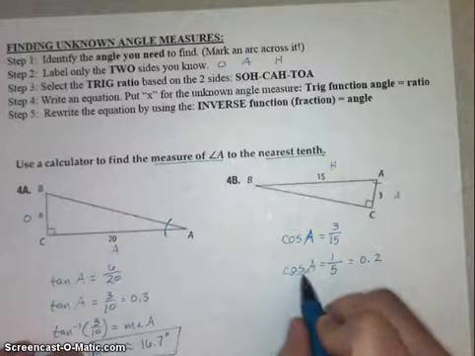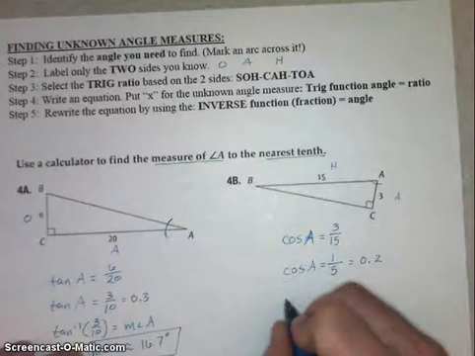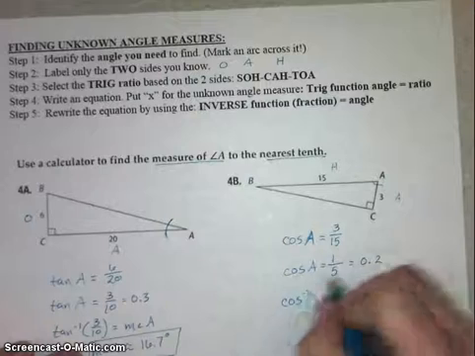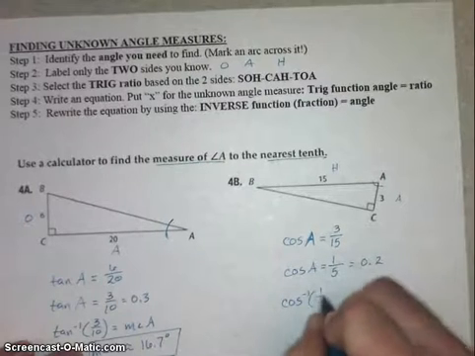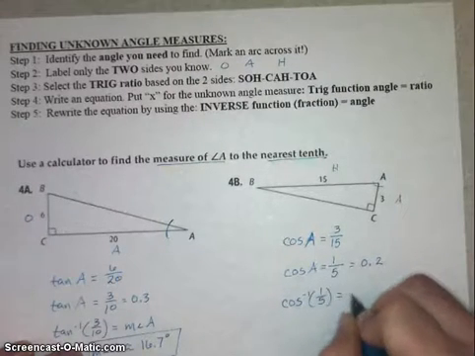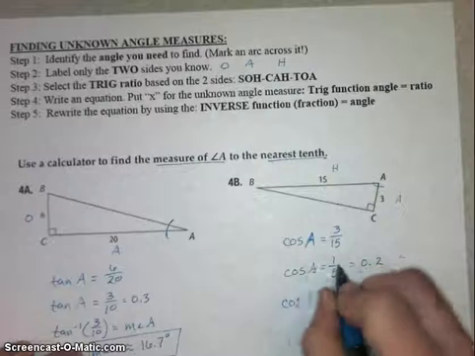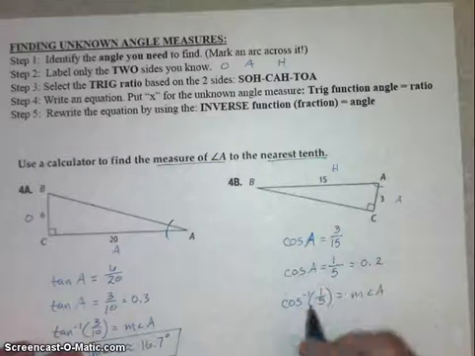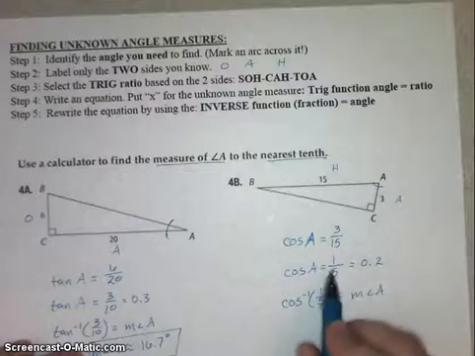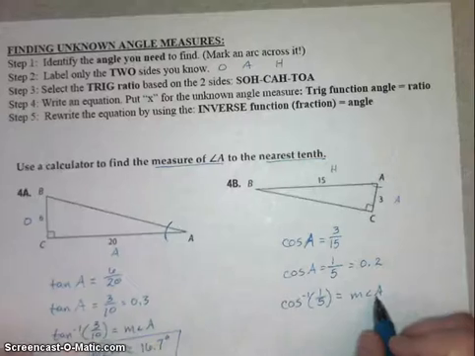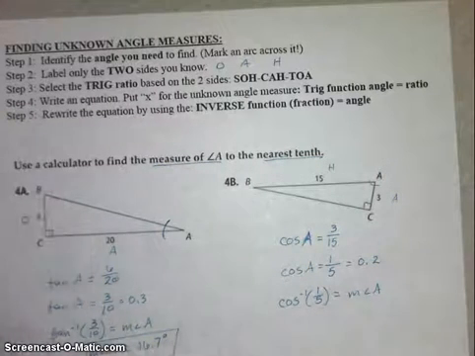And then we want to undo cosine by taking the inverse cosine of this ratio equals the measure of angle A. So we're kind of switching spots with the A and the 1/5 when we do inverse cosine. And so the measure of angle A is just the inverse cosine of 1/5.